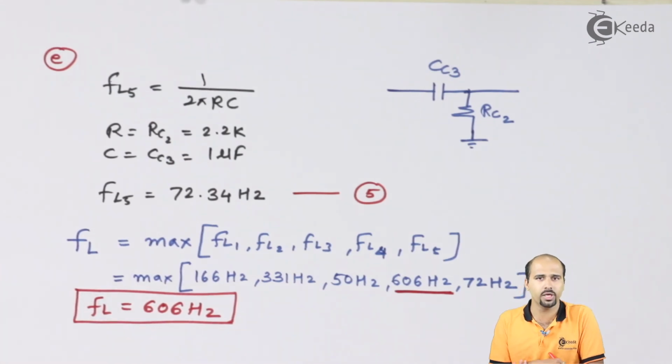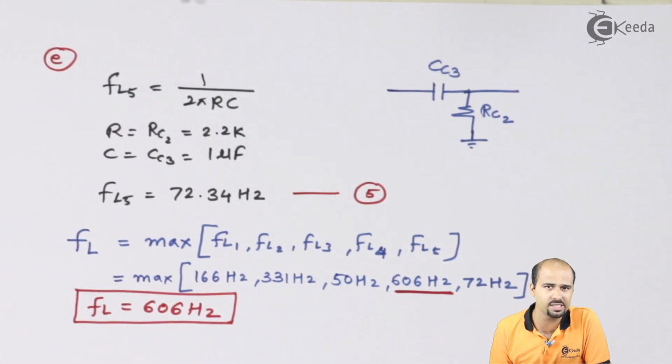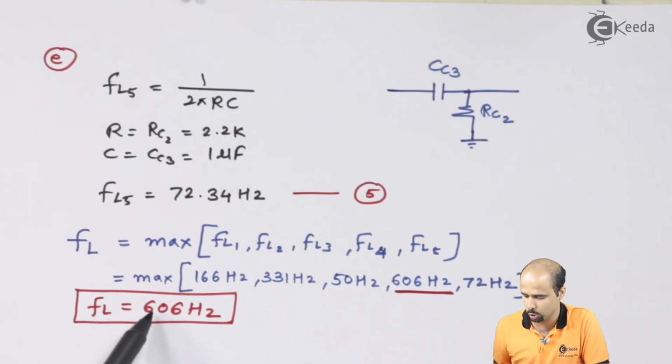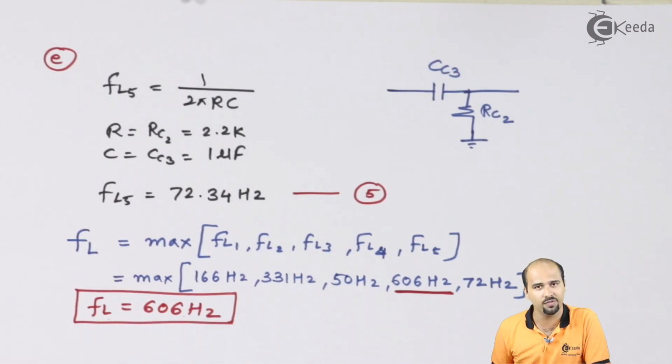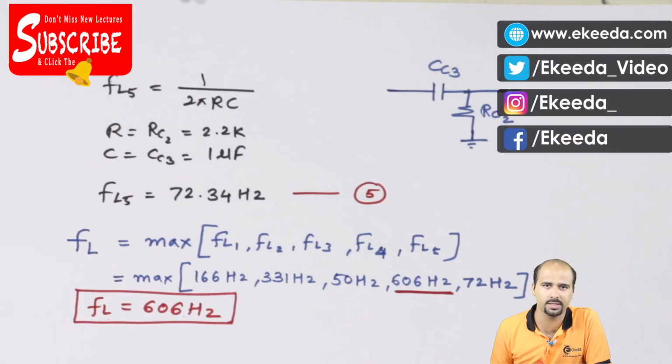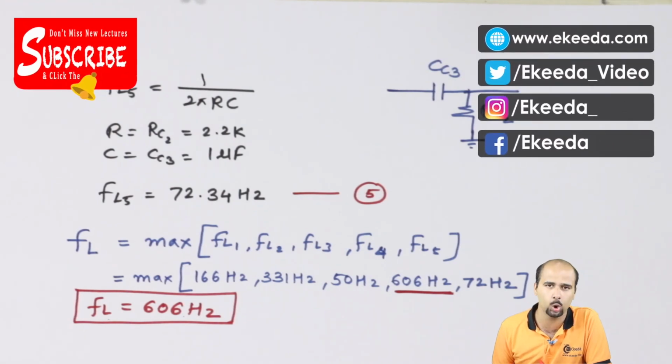So far in the numerical we have found out with the DC analysis RE, then we moved to the AC analysis. We found the value of the voltage gain, which comes out to be 34342 point something, and then we reached the value of the low cutoff frequency, that is FL is equal to 606 hertz. So we have finished this particular problem entirely, calculating the values of voltage gain and low cutoff frequency.